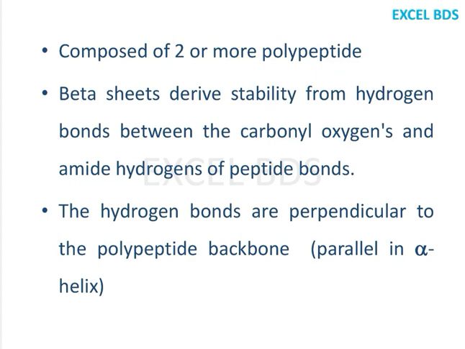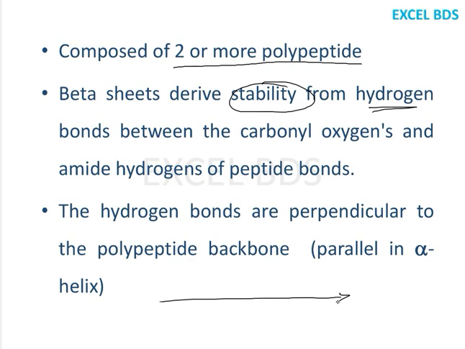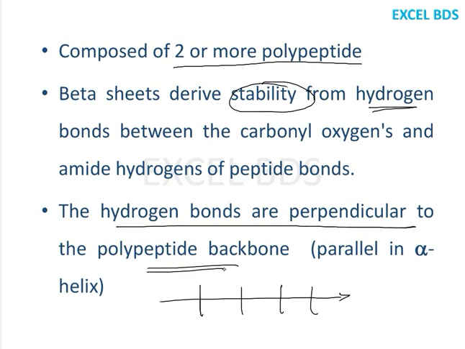They are composed of two or more polypeptide chains. They might contain a single chain or multiple chains. The stability is derived from, again as I told you, hydrogen bonds. But here hydrogen bonds are perpendicular. For example, this was the axis. The hydrogen bonds are perpendicular to the axis, so perpendicular to the polypeptide chain, whereas they were parallel in the case of alpha helix. In alpha helix the axis is like this and the hydrogen bonds are formed parallel to the structure.